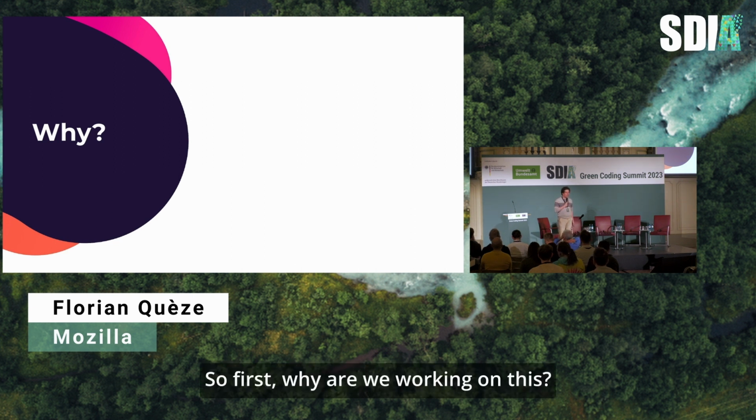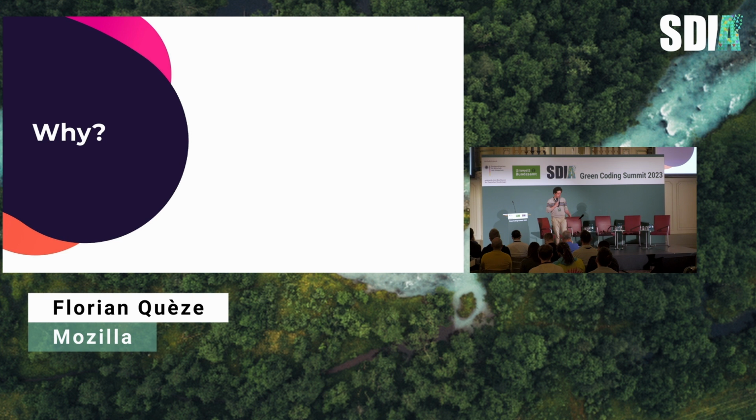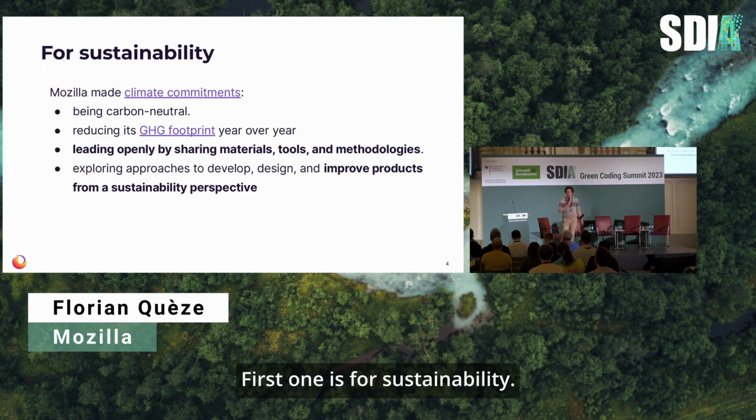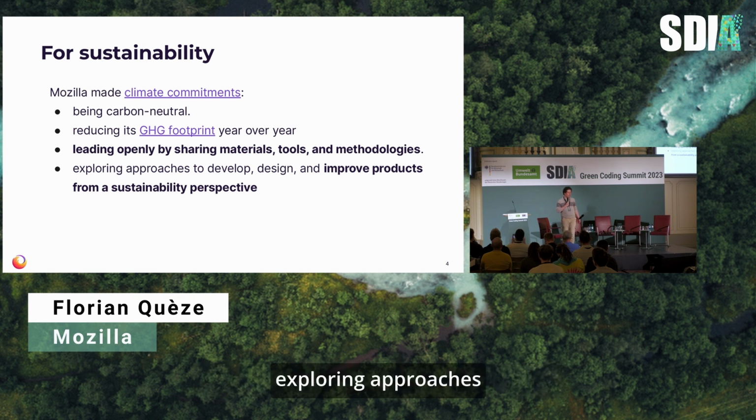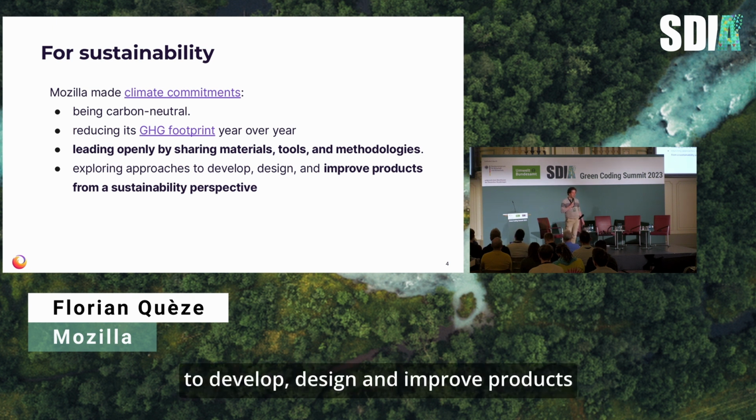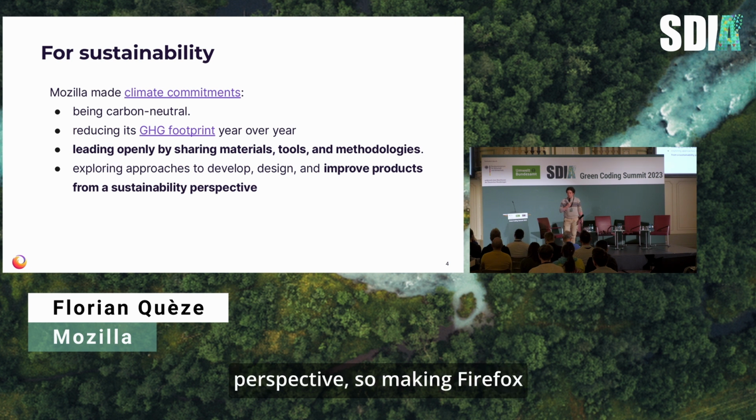So first, why are we working on this? There are three main reasons. First one is for sustainability. Mozilla made climate commitments: being carbon neutral, reducing our footprint, leading openly by sharing materials, tools, and methodologies, which is what I'm doing today, and exploring approaches to develop, design, and improve products from a sustainability perspective, so making Firefox more energy efficient, for example.